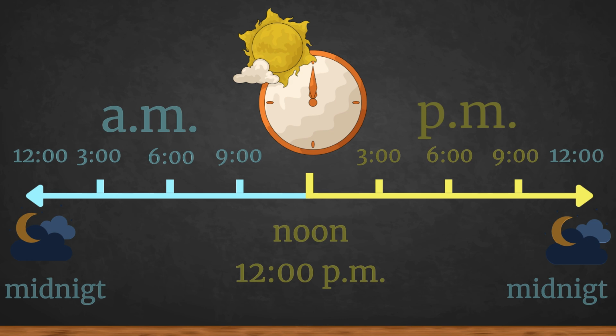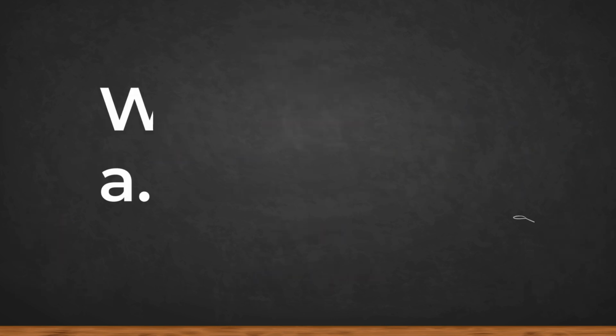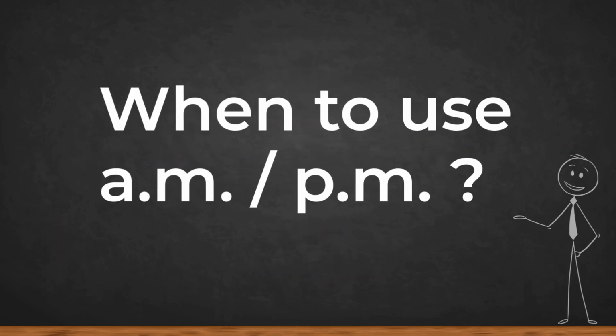So, AM or PM. What's the difference? Think of the day like a line. AM is from midnight to noon. 12 a.m., 3 a.m., 6 a.m., 9 a.m. PM is from noon to midnight. 12 p.m. The sun is in the sky. 3 p.m., 6 p.m., 9 p.m. And two special words help a lot. 12 a.m. is midnight. 12 p.m. is noon.